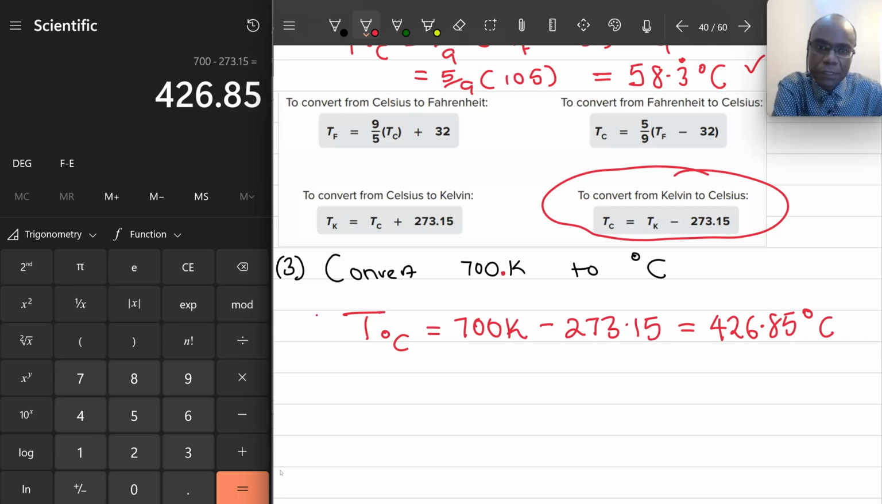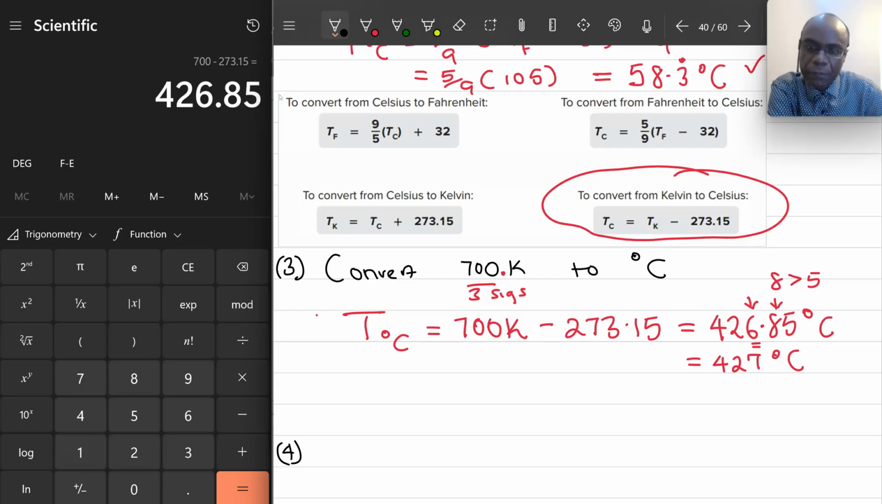Let's assume that this was 700 dot. So if I report it to three sig figs, it will be 427, because I see the digit after, which is 8, is greater than 5. So I round up the 6 to 7, 427 degrees Celsius.